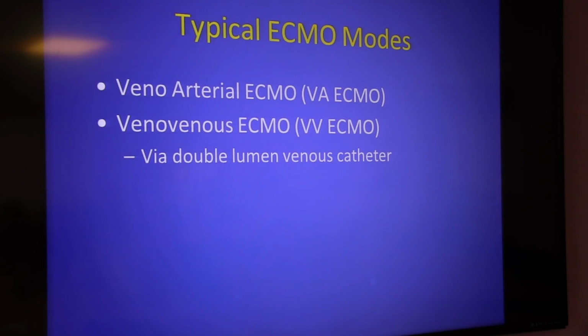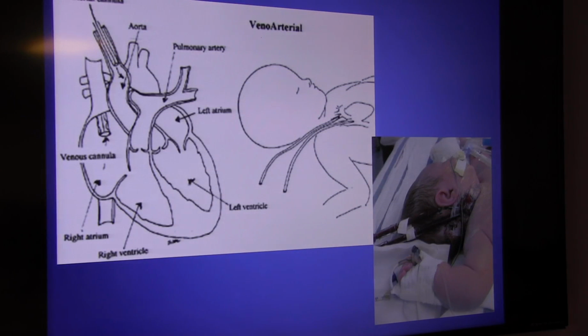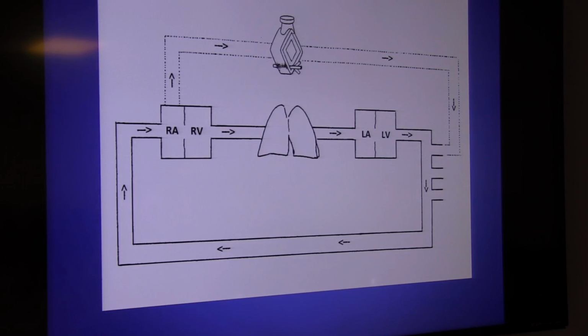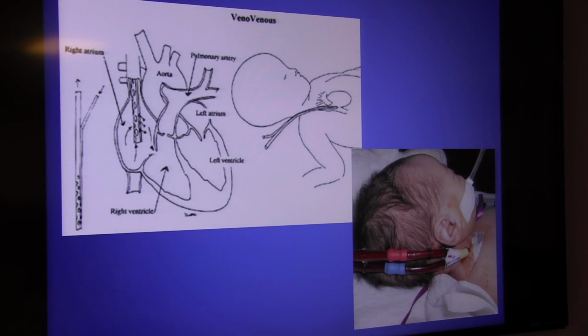All right, so now we're going to move into our two modes. I'm going to talk more about this tomorrow, but VA and VV. I'm not going to go through this because we're going to go through this in more detail tomorrow. And this is just a little sketch that I'm going to come back to later on. And then the VV is where we're using a double lumen cannula in the right atrium.